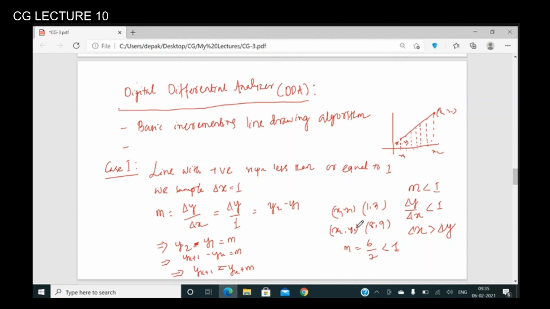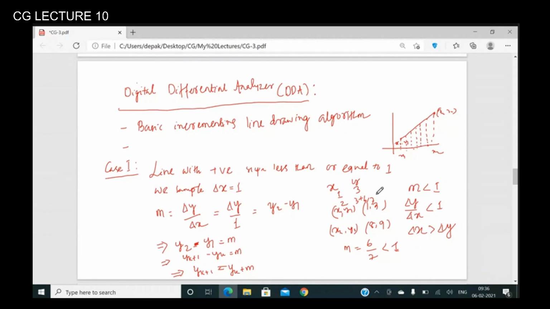That means what? Every time we will increase the value of x by 1, starting with 1 and 3, right? Starting with 1 and 3, the next pixel coordinate value of x will be 2, and y will be nothing but y old plus m. m is nothing but 6 by 7. So it will be 3 plus 6 by 7.